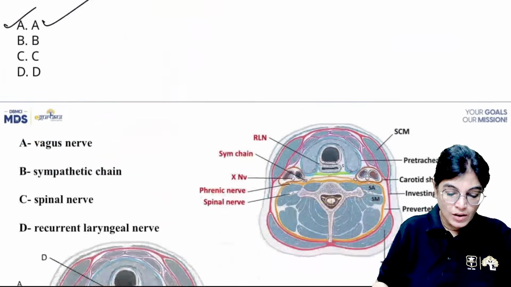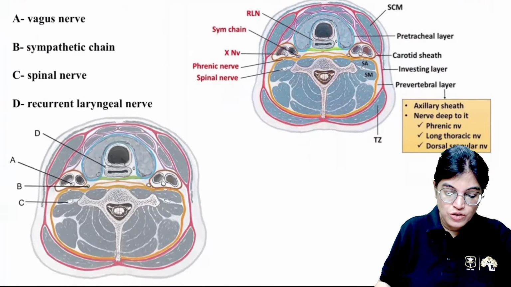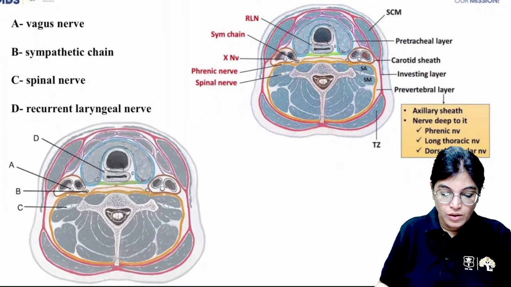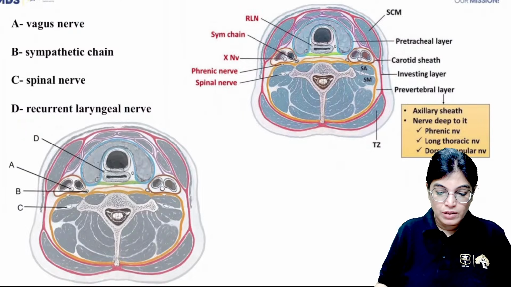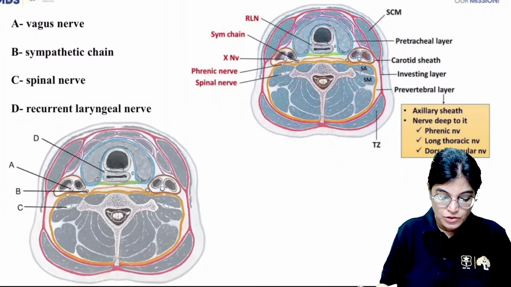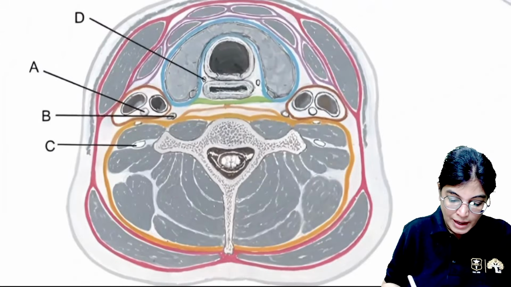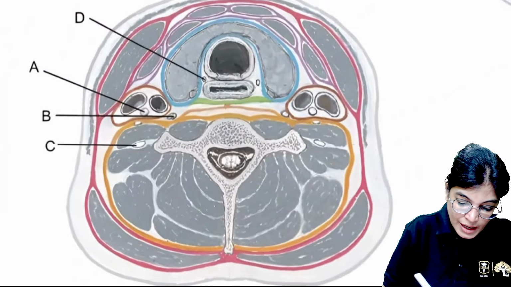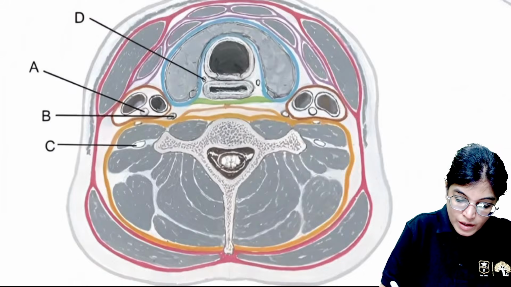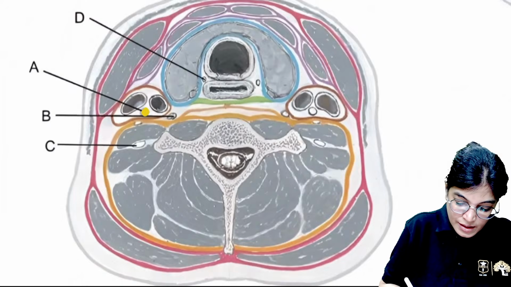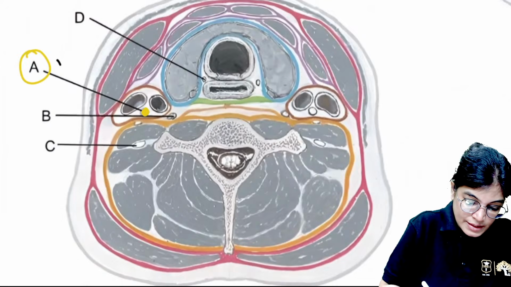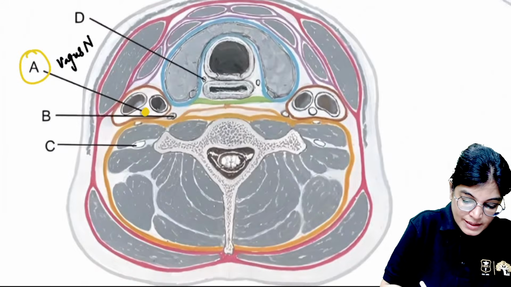Okay. Now here you can see the same image. Here we can have a look. So basically, if I talk about the important structures, here we can see, we are now knowing what A is. A is the vagus nerve. Why? Because it is lying inside the carotid sheath.